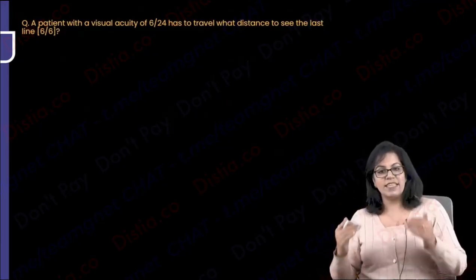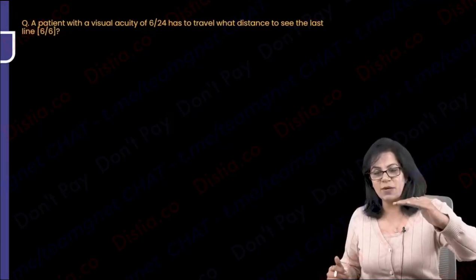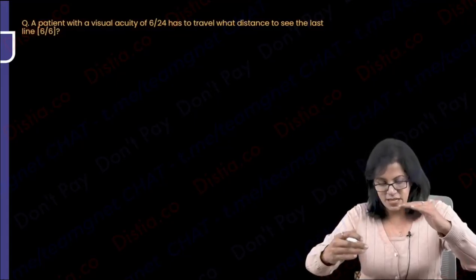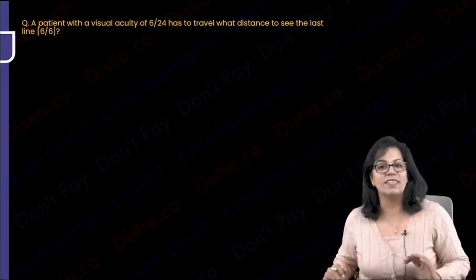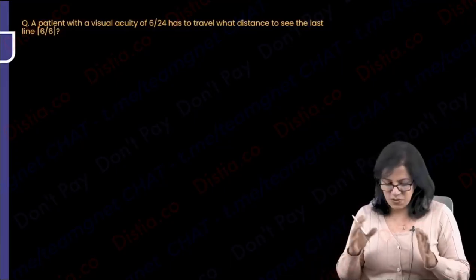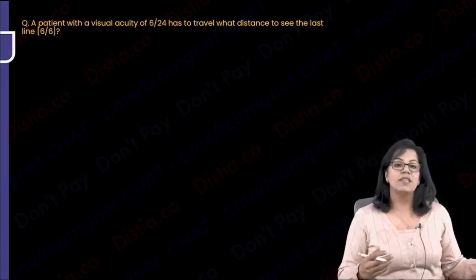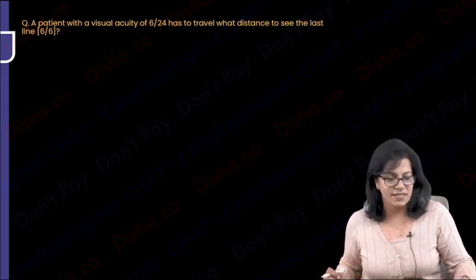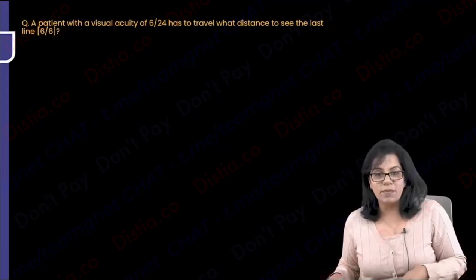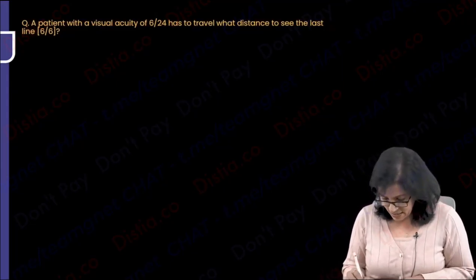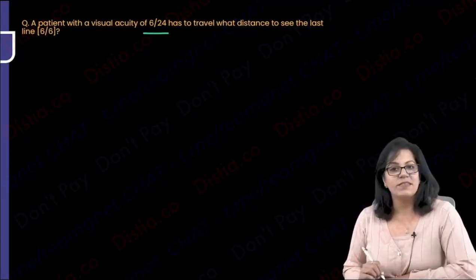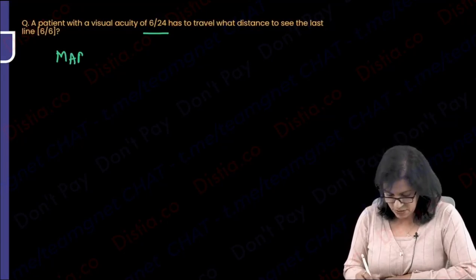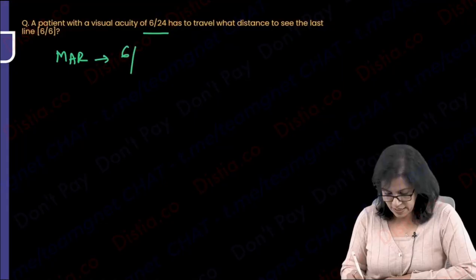Means if at 6 meters I am able to read only the 6 by 24 line, how much distance should I travel so that I can read 6 by 6? Okay, how to solve this one? Again, you have to think on the basis of minimum angle of resolution, right? So when you talk about minimum angle of resolution here, 6 by 24, right? So what is the minimum angle of resolution at 6 meters for the 6 by 24 line?